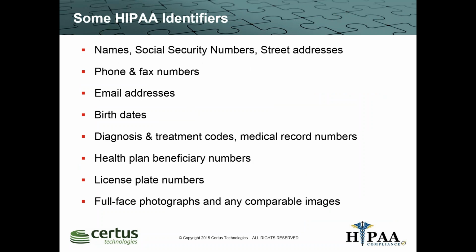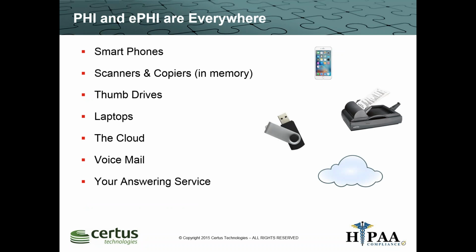So what are identifiers? Identifiers are those things that allow the medical information to be tracked back to the actual individual, and it's easier than you think. So obviously things like social security numbers and street addresses are easy identifiers, but you have to be careful here, because in truth, medical record numbers, diagnosis and treatment codes, information like that can also allow it to be linked back to the patient. And anything that can link a record back to a patient causes that record to be considered protected health information.